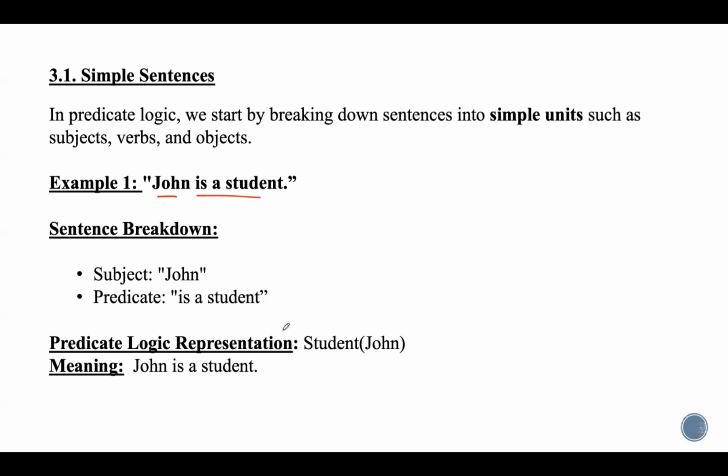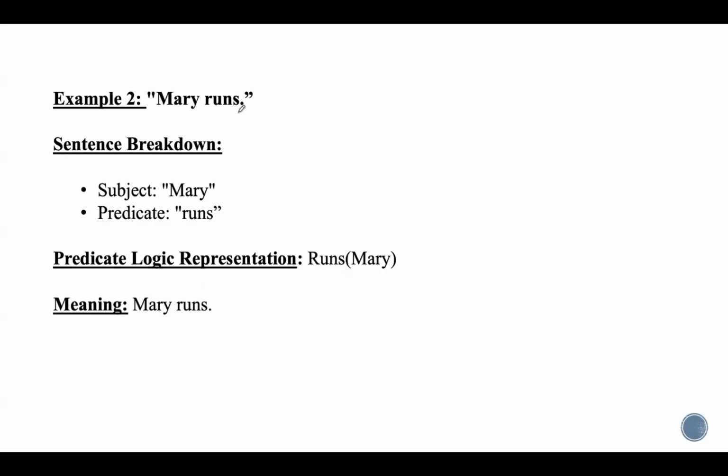And the predicate logic representation is like this: student of John. So, student is a predicate and John is a subject. So, it should be represented as an argument, which means that John is a student. Then second example, Mary runs.